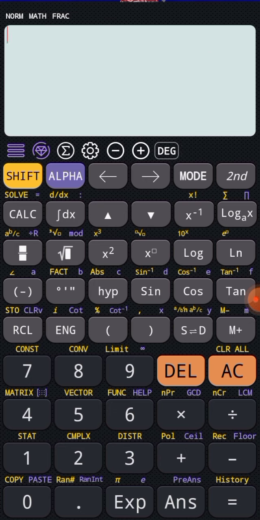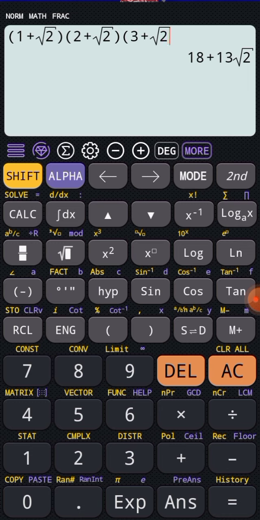Let's say we have 1 plus root 2 times 2 plus root 2 times 3 plus root 2. 1 plus root 2 times 2 plus root 2. Ensure you click on the forward part of your button before you close the bracket. Then times 3 plus root 2. Then close bracket. So you're going to have 18 plus 13 root 2. That's what you're going to have as your answer.